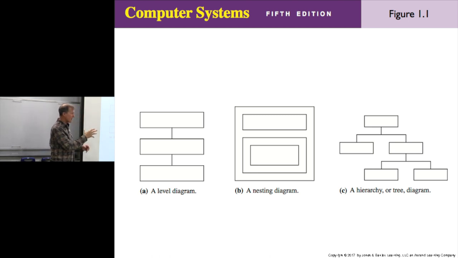A nesting diagram has a box within a box, and the interesting thing about a nesting diagram is that the borders of the boxes never intersect. They are wholly contained. They are nested. Are you with me? Okay, so that's another way to represent abstraction. And a third way is called a hierarchy or tree diagram. The hierarchy or tree diagram is applicable when you describe abstraction as a chain of command. Like the CEO is at the top, and then the two vice presidents in figure C report to the CEO, and then the managers report to the vice presidents, and so on. All right, so those are three different ways.